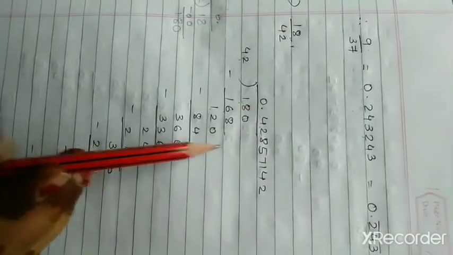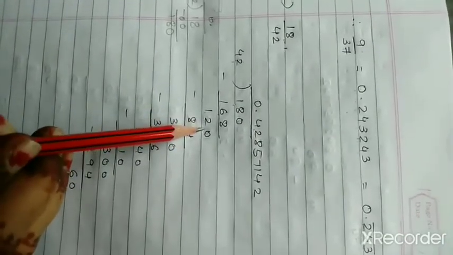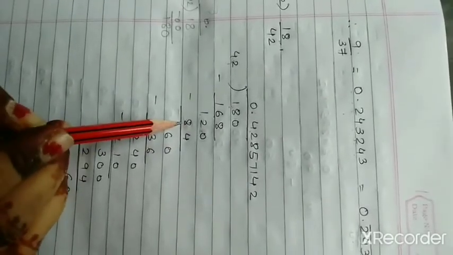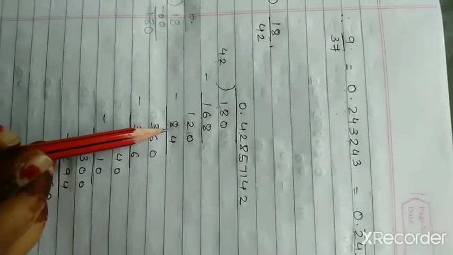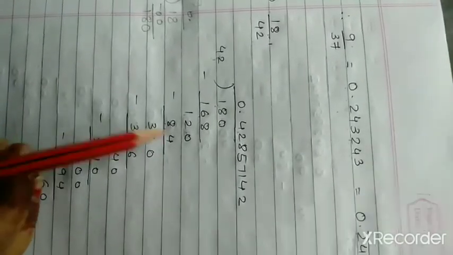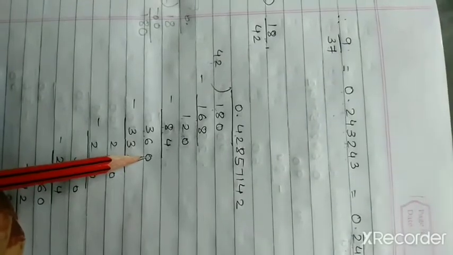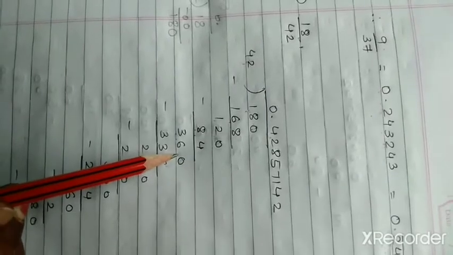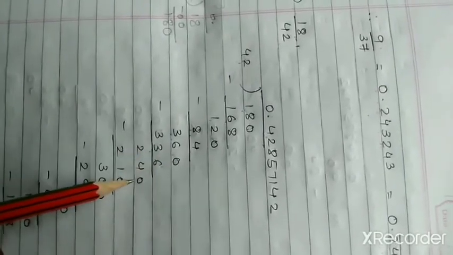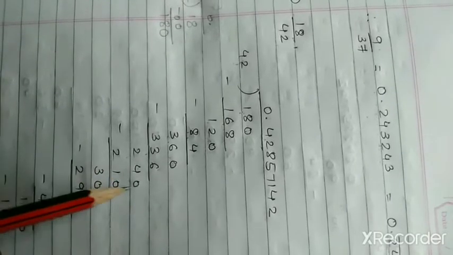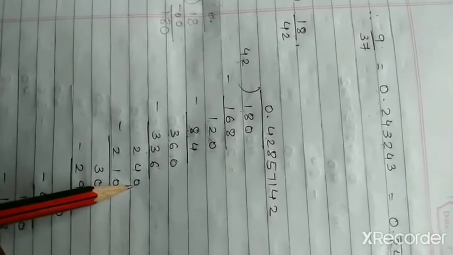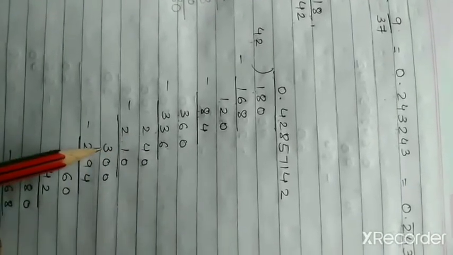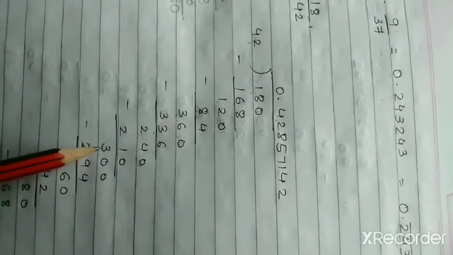Again, as decimal is there, adding a 0. So this becomes 120. 42 2s is 84. The subtraction answer is 120 minus 84 is 36. Again, adding a 0, 360. 42 8s is 336. Subtracting 360 and 336, we get 24. Again, adding a 0, this becomes 240. 42 5s is 210. 240 minus 210 is 30.